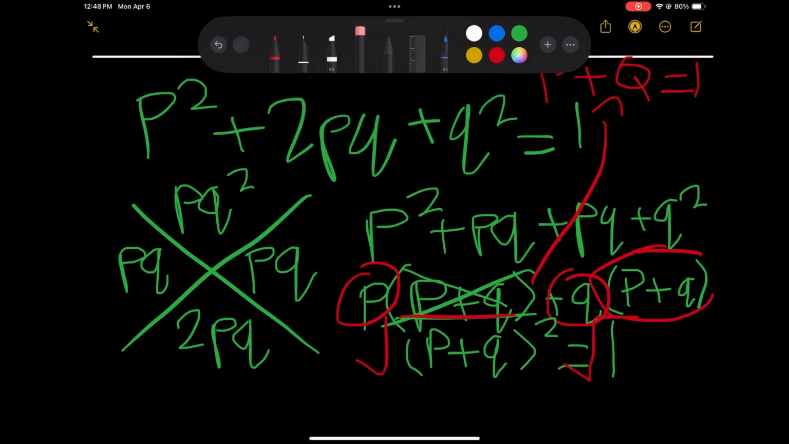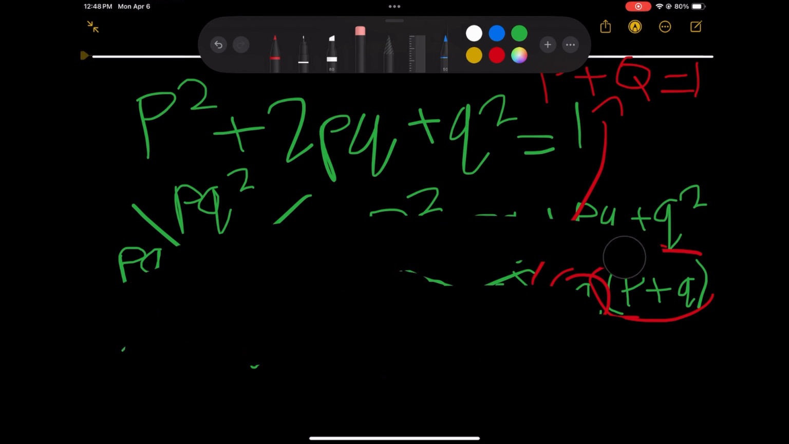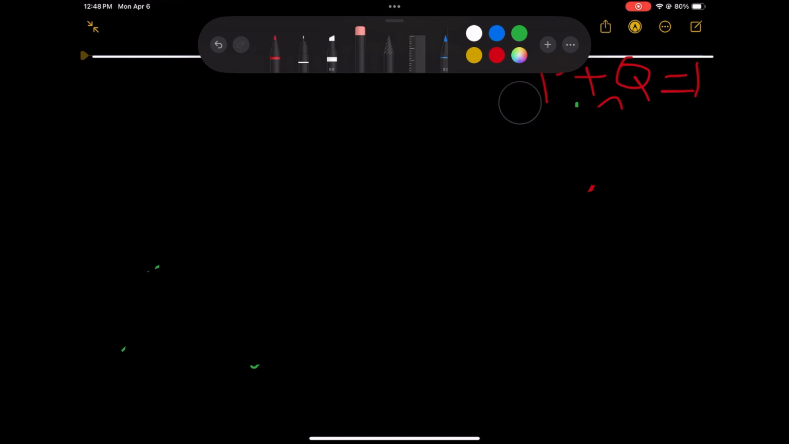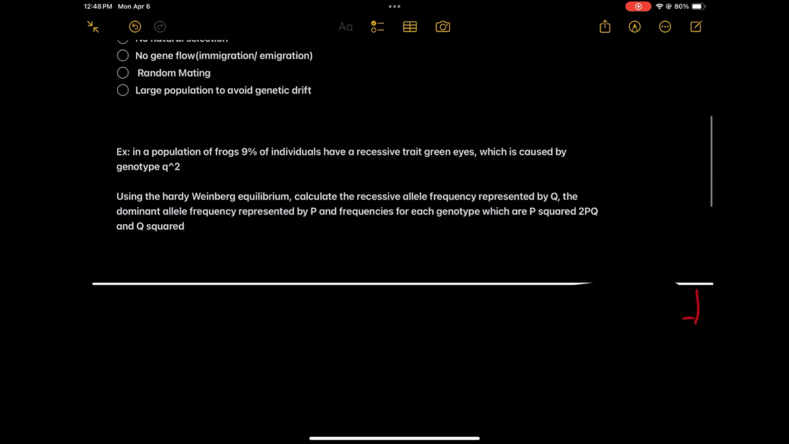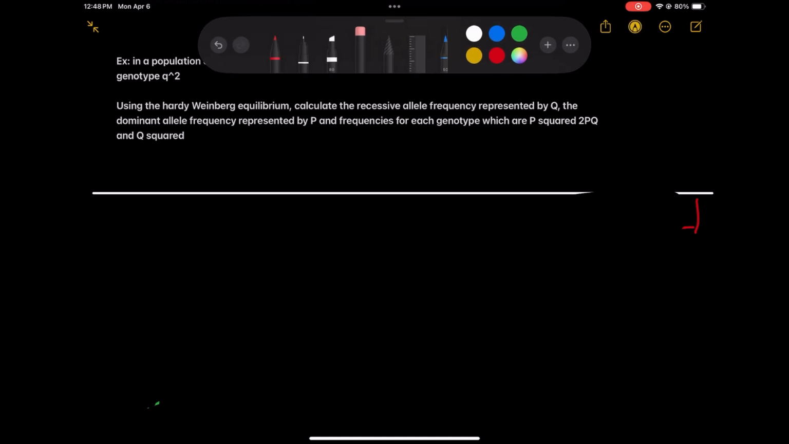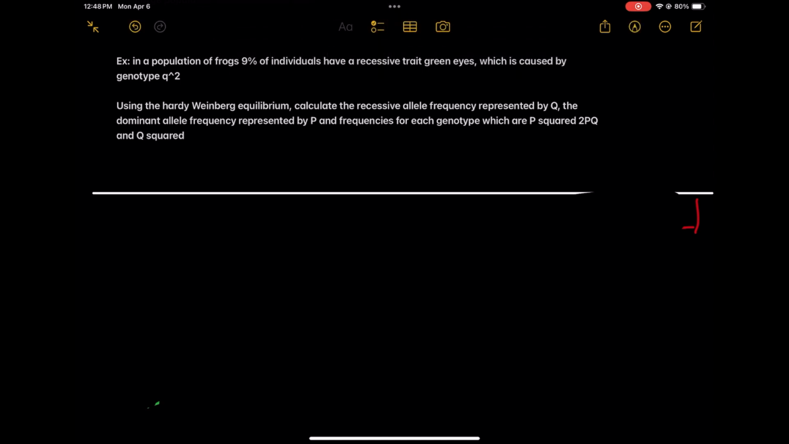So here's an example for the Hardy-Weinberg equilibrium. In a population of frogs, 9% of individuals have a recessive trait of green eyes, which is caused by genotype q squared. Using the Hardy-Weinberg equilibrium, calculate the recessive allele frequency represented by q, the dominant allele frequency represented by p, and the frequencies for each genotype, which are p squared, 2pq, and q squared.